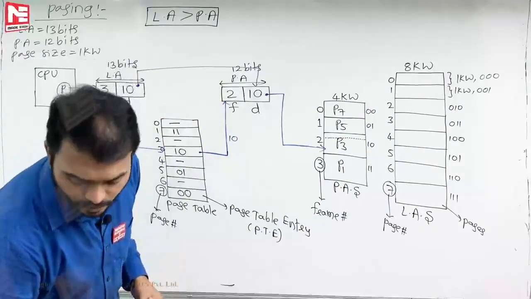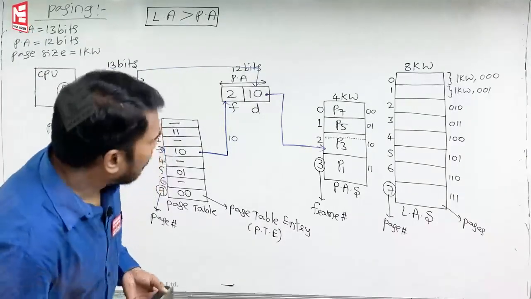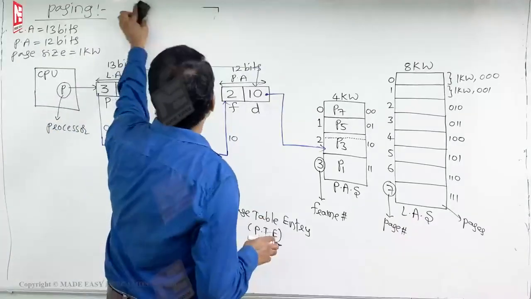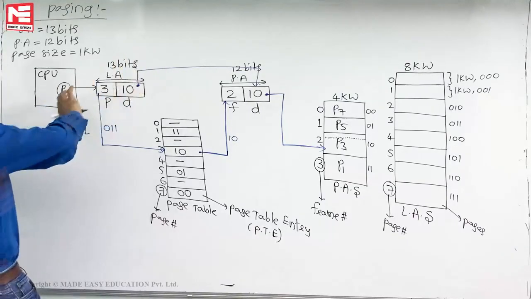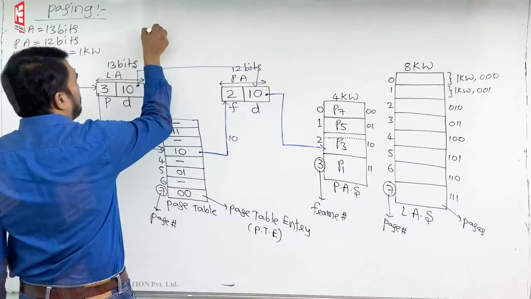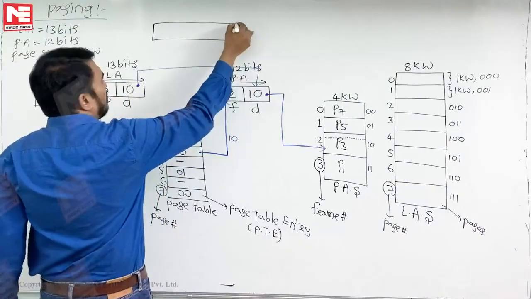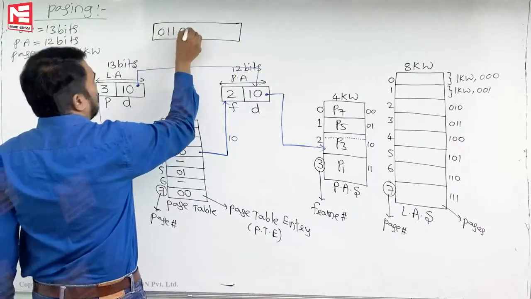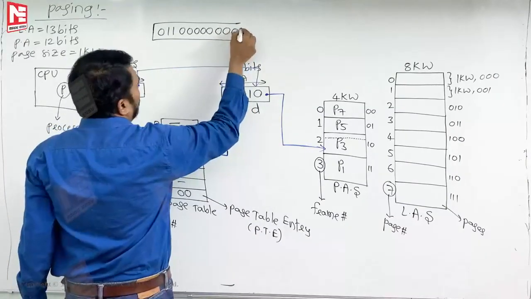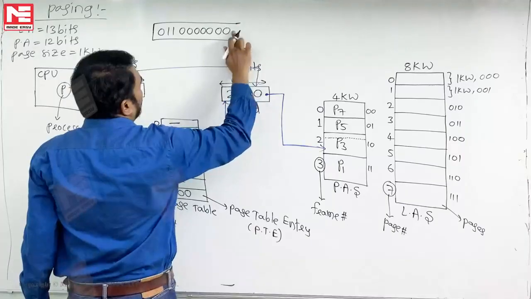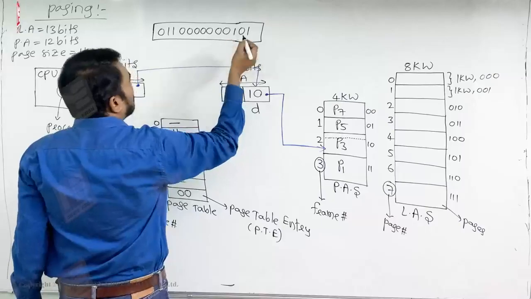I'll take some example. कुछ example लेके दिखाता हूँ, थोड़ा आपको clearly समझ में आएगा. अगर अभी भी किसी को doubt है, small doubt. Listen here. So let's say the CPU is generating a 13 bits logical address, for example 0 1 1 0 0 0 0 0 0 1 0 1. Just some random example I am taking.